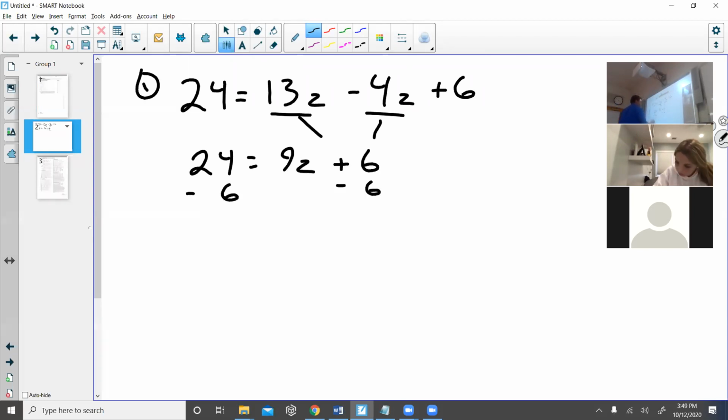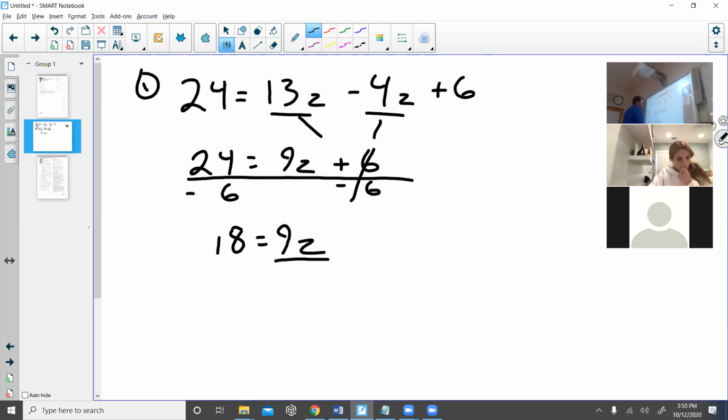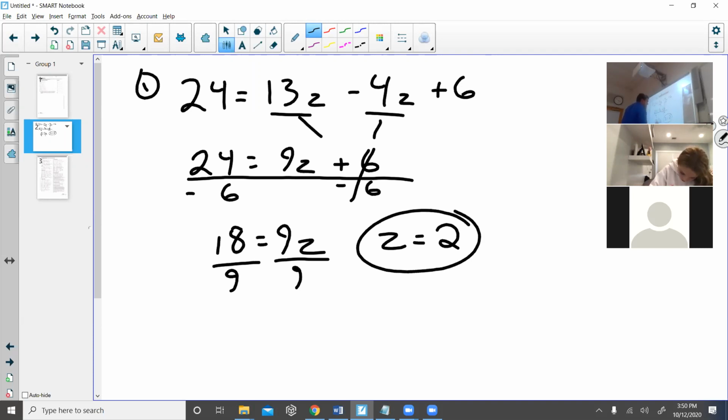Minus 6 on both sides, that'll be 18 equals... it's now a two-step problem, so I'm going to move everything away from z. I'm subtracting 6 on both sides first to cross this out. So I got 18 equals 9z. Now I'm going to divide by 9 on both sides. z equals 2. You can always check your work by plugging it back into the original. You should get z equals 2 in that situation also.